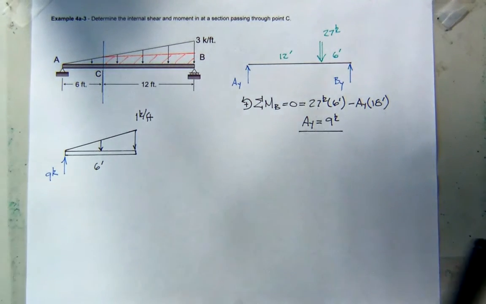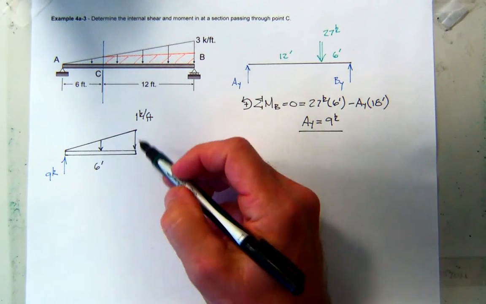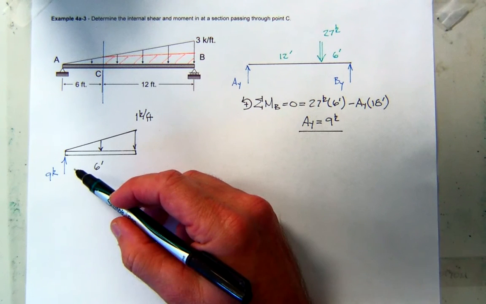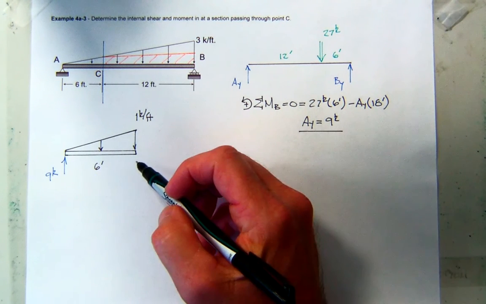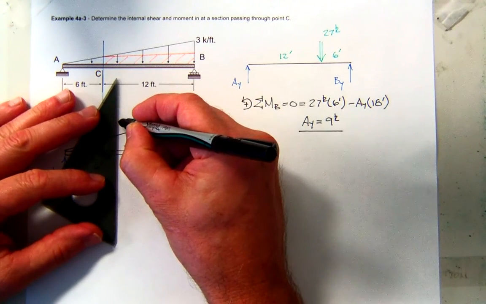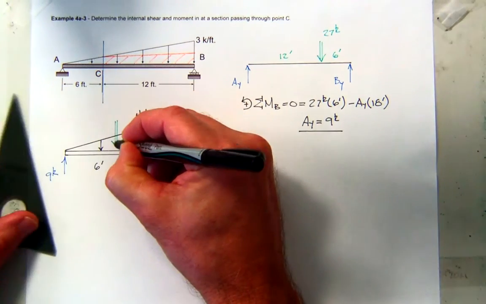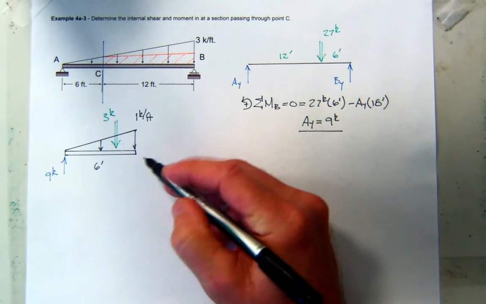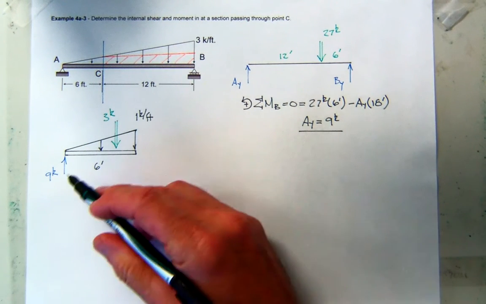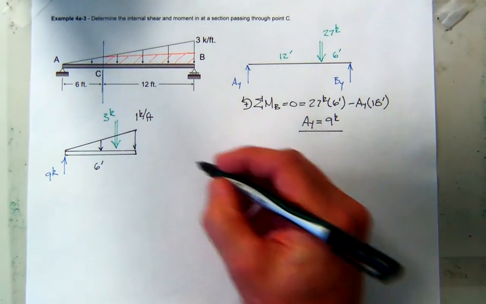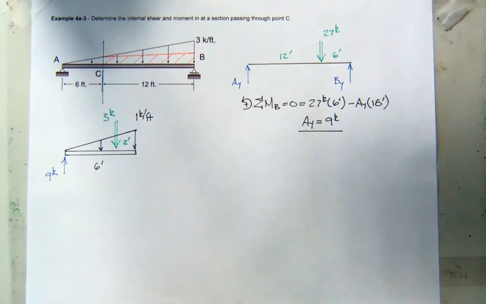Once I know that, I can find the concentrated equivalent of that. This little triangular piece is easy to find. 1/2 base 6 times height 1 ends up being a value of 3. And where is the centroid of a triangle? It's 1/3 the distance from the big end, and 1/3 of 3 is 2 feet. That takes care of that.